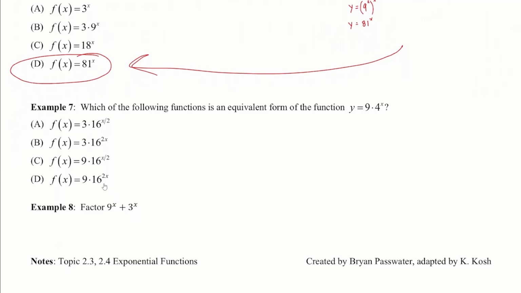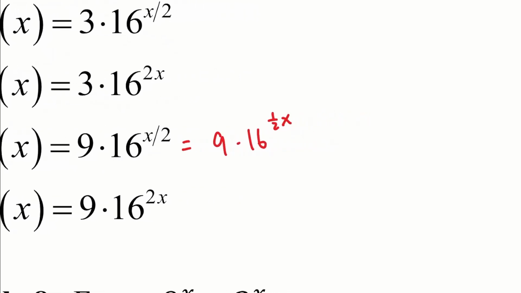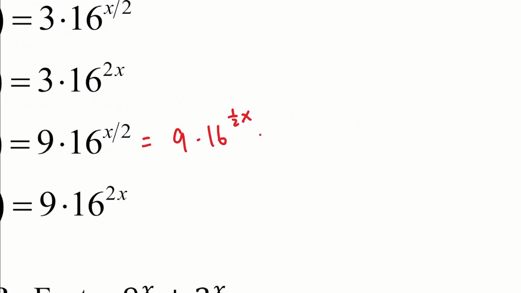So I might try to play around with these and see if I can make it equivalent to that. And technically, I think I can. Let's start off with answer choice C. So I might play around with 9 times 16 to the x over 2. I might rewrite this as 9 times 16 to the power of 1 half x, because that's technically true. And then I might apply the power property once more and say that's 9 times 16 to the power of 1 half, all to the power of x.